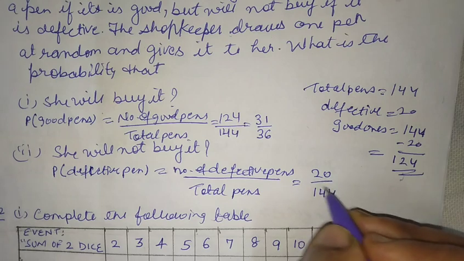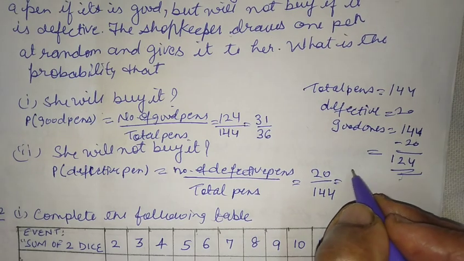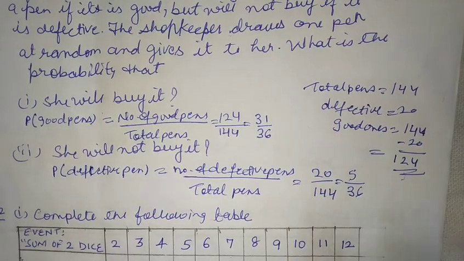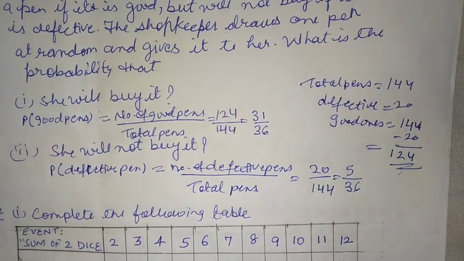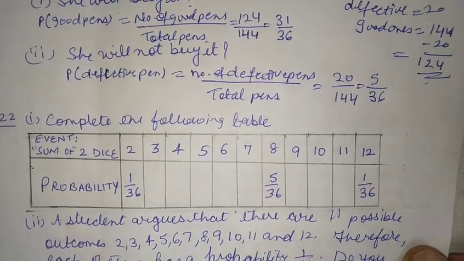We divide it by 5, we get 5. We divide it by 4, we have 4 5s are 20, and 4 3s are 12, and 4 6s are 24. That is 5 by 36. So this was our question number 21. Let us go to our question 22 here.